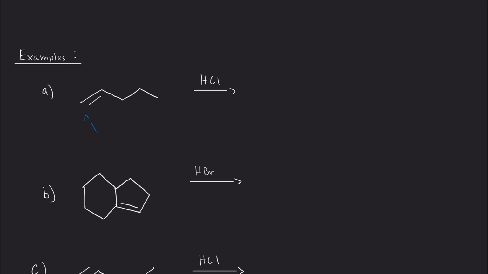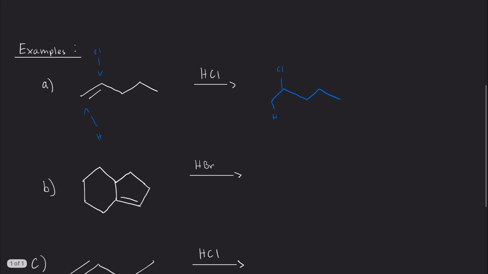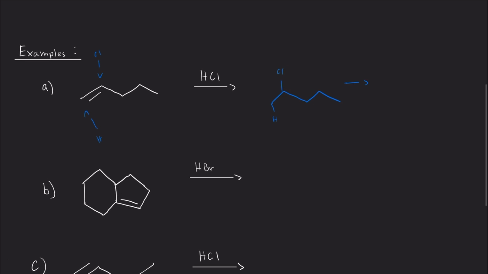So we have the less substituted carbon here and the more substituted carbon here. That means our H will be going here and our Cl will go here. So when we break that double bond, our Cl will go there and our H will attach here. Now you don't have to show the H, I'm just showing it there for clarification, but it would look like this, your final product.